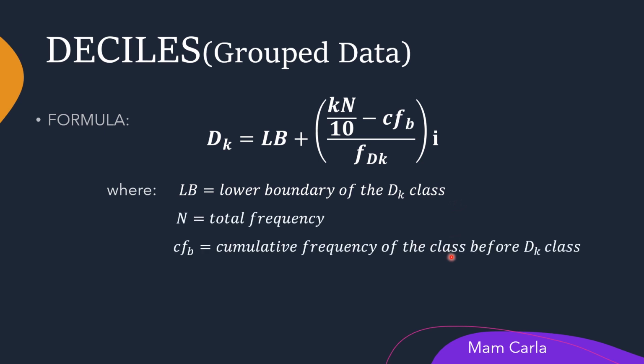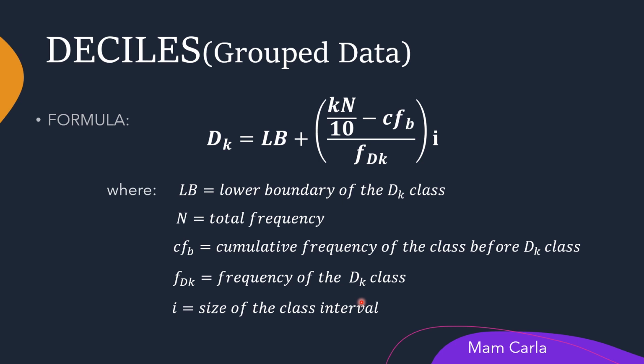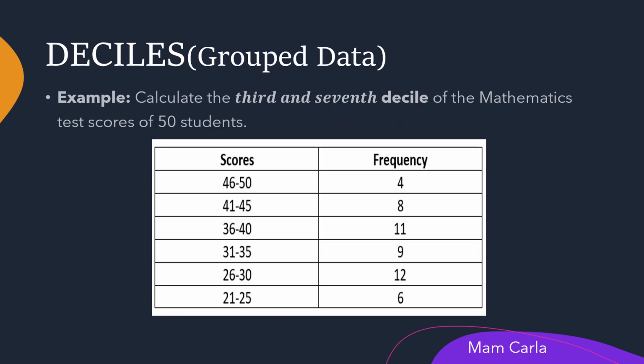N is the total frequency. CF sub b is the cumulative frequency of the class before the D sub k class, while f sub Dk is the frequency of the D sub k class. i is the size of the class interval, while k is the nth decile. So k here represents 1 to 9. Okay, now let's begin. Calculate the third and the seventh decile of the mathematics test scores of 50 students.